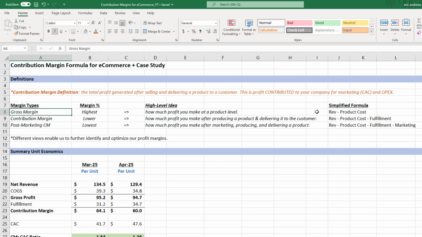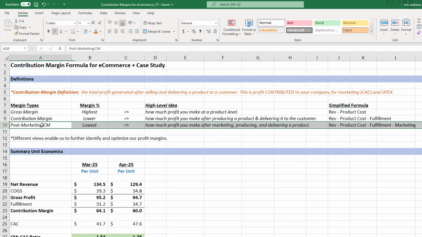Now, contribution margin takes it a step further. In this case, the percentage is going to be a little bit lower than your gross margin. And this is how much profit you make after, of course, producing a product. But contribution margin also includes the fulfillment of the product, so delivering it to the customer's doorstep. So this is revenue minus product cost minus fulfillment. Your product cost and your fulfillment you look at as two separate ideas. They're both getting backed out of revenue, but you have the chance to evaluate each one independently.